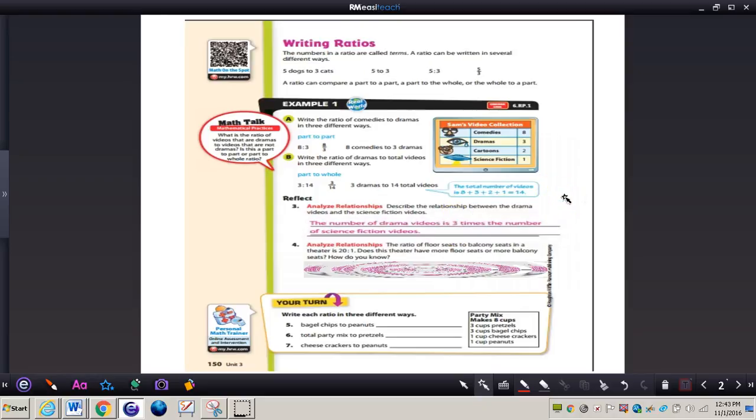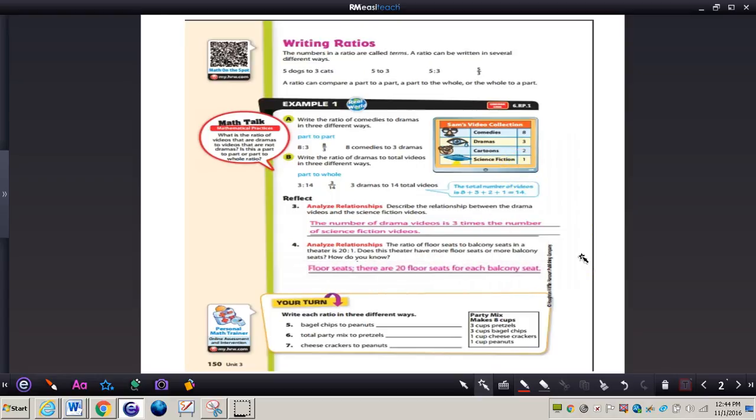Alright, so let's take a look at number 3. It says describe the relationship between the drama videos and the science fiction videos. So you can see the drama videos, there are a total of 3. Science fiction is 1. So we see the number of drama videos is 3 times the number of science fiction videos. If we're writing that as a ratio, we could write it as drama videos to science fiction videos, 3 to 1. There is the ratio.